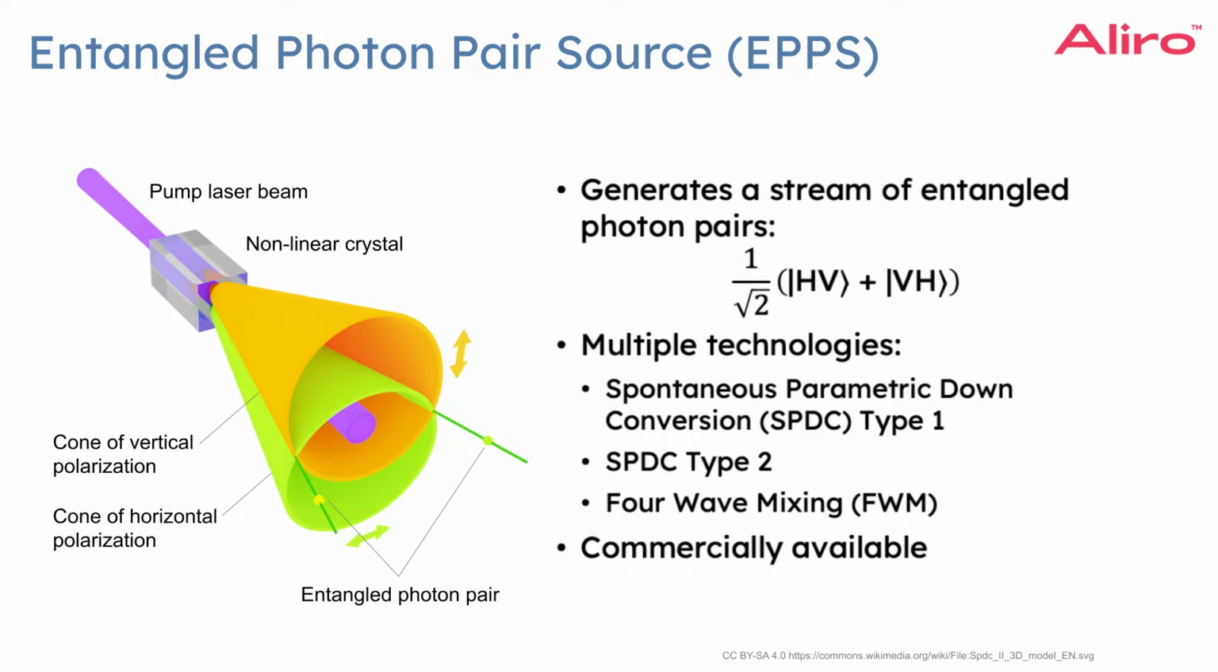Now, we should look at the two lines where the two cones overlap. If a pair of photons exits on these two lines, they will be entangled with each other. You cannot predict which photon has which polarization, but when measured, they will always have the opposite polarizations, horizontal or vertical.